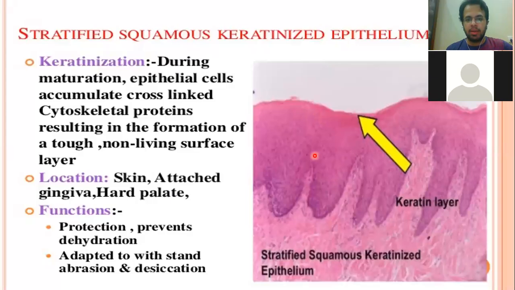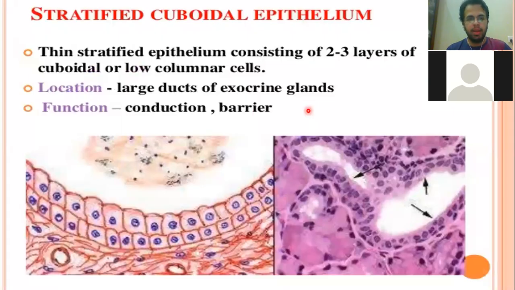If we look further, we can see that these are also squamous in shape and have multiple layers, judging by the nuclei. And above this squamous epithelium, there is also a layer of dead cells, because these dead cells don't have any nucleus. So we say that this is the stratified squamous keratinized epithelium.